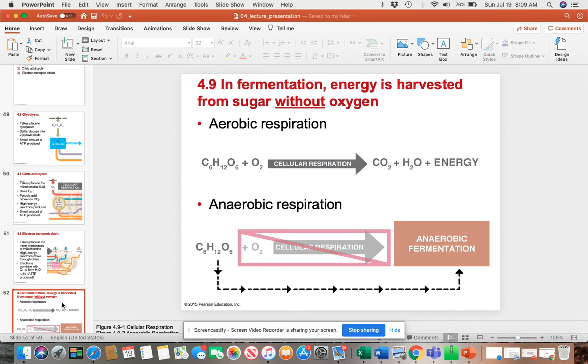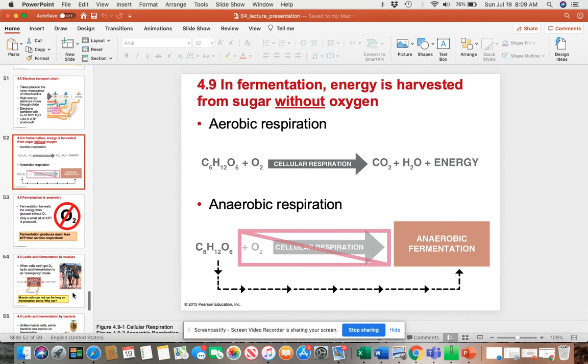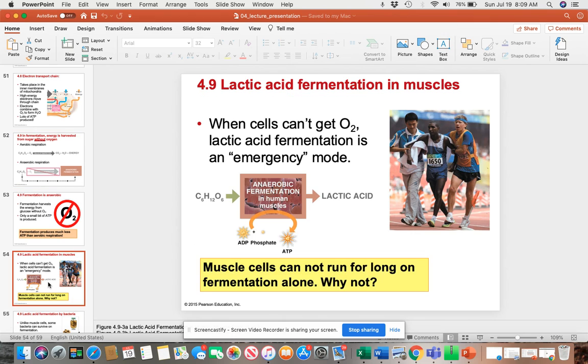Now, when there is a lack of oxygen, anaerobic respiration takes place. However, only a small amount of ATPs are produced, only two. And this occurs during anaerobic fermentation. You also get some during lactic acid fermentation, produced when muscles use up all the oxygen.